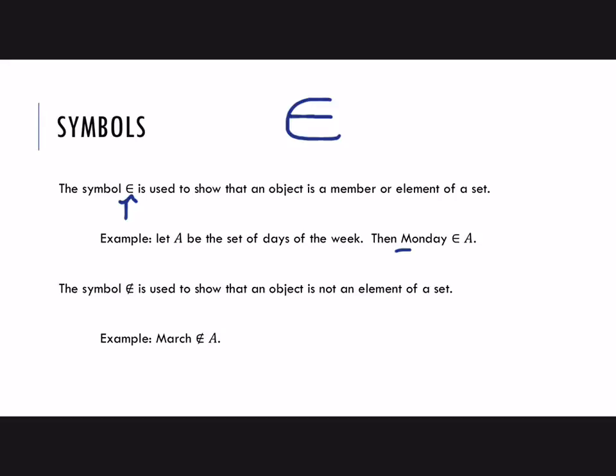So when you see something like this statement, this means Monday is an element of set A, and A is the set of days of the week. We have another symbol. It's the element symbol with a line through it, and this one means that the object is not an element of the set. You may have seen something similar before. You've seen the equal sign, and then you may have seen the not equal to symbol. So this is sort of the same idea. All right, so if A is the set of days of the week, then March is not an element of the set of days of the week.